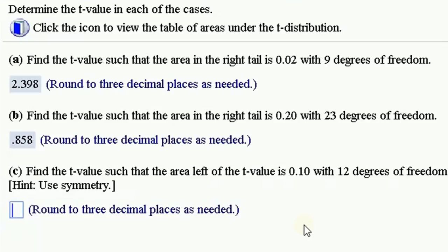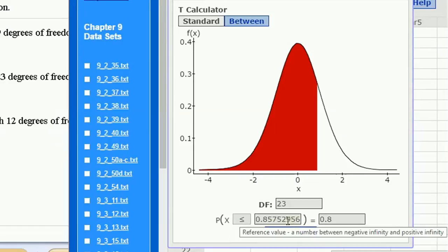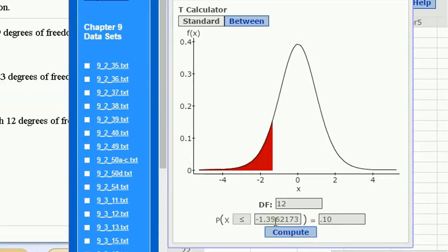Find a t-value such that the area to the left is 0.10 with 12 degrees of freedom. Hint, use symmetry. Don't worry about that. We don't need to use symmetry. We can just do it right in the calculator. The area to the left of the t-value is 0.10. We want 12 degrees of freedom, and we want 0.10. This is it. It's negative 1.356.